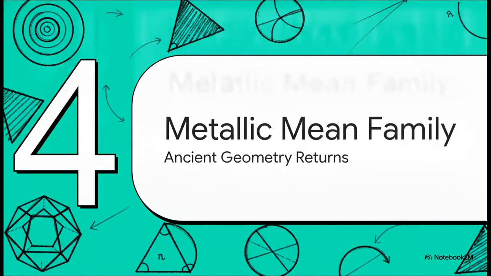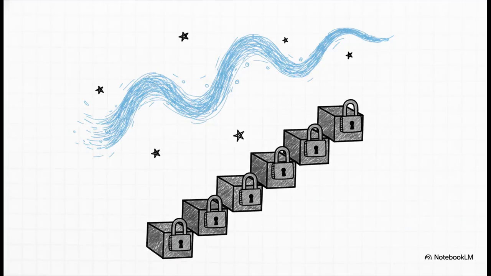Section 4. The metallic mean family, ancient geometry resurrected. Now, the math powering this natively efficient system isn't exactly new. Actually, to pull this off, developers had to reach way back in time. By utilizing Faraday-Spinato's metallic mean family, developers can build completely stable integer ratios, like the copper ratio, to approximate complex curves. This mathematically immunizes the system against numerical drift.